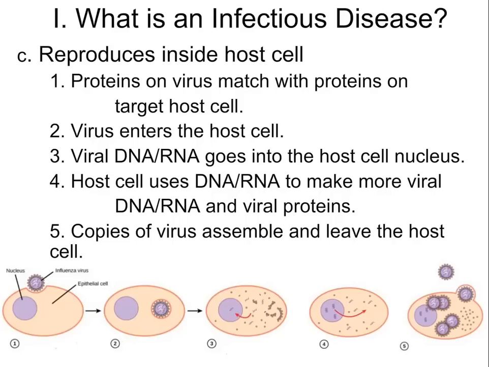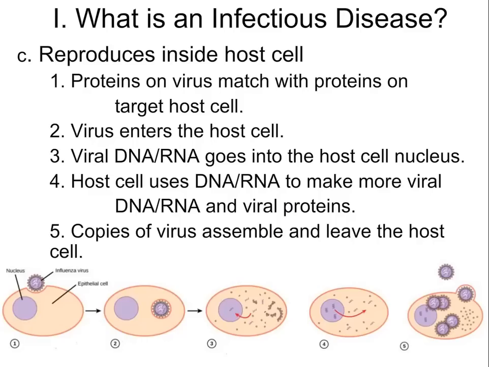Then all of those little bits and pieces, the DNA or RNA and the viral proteins, all of those assemble into multiple copies of the virus, and those multiple copies then leave the host cell. Sometimes they take a little bit of the host cell membrane with them, and that's what's being shown here in part 5 of this figure, that the virus is budding out and taking a little bit of the host membrane. That happens with influenza. It doesn't happen with everything.